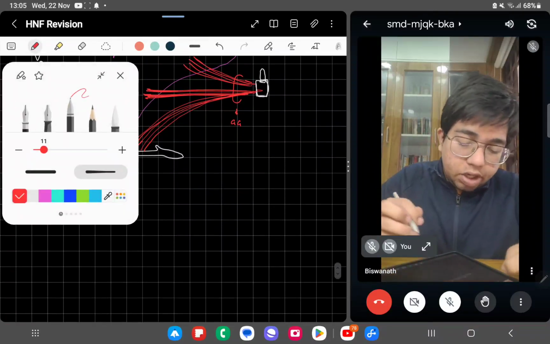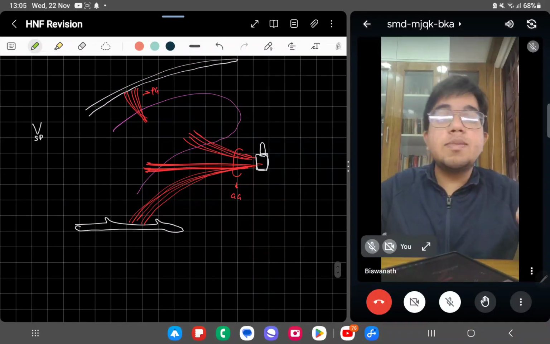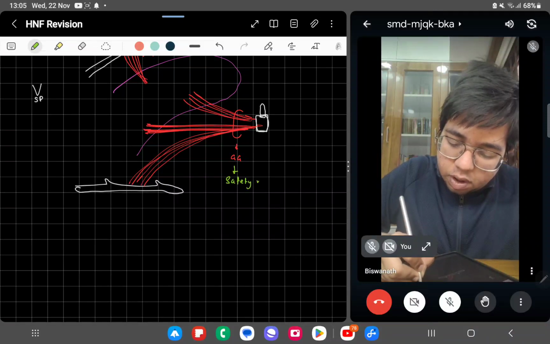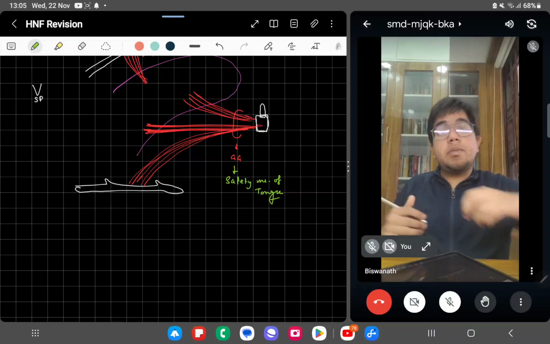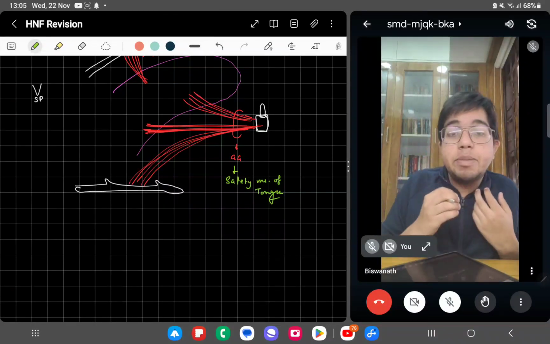Genioglossus. And an important fact is that this genioglossus muscle is called the safety muscle of the tongue, because it is preventing the tongue from falling out. So it is called the safety muscle of the tongue.